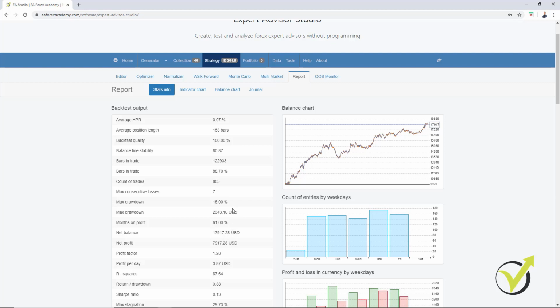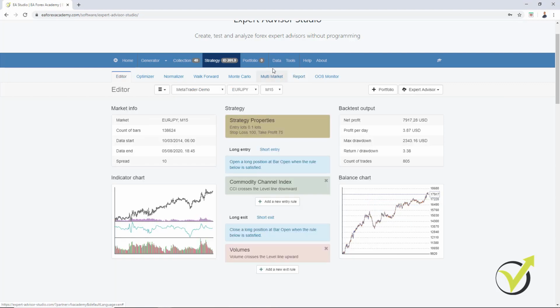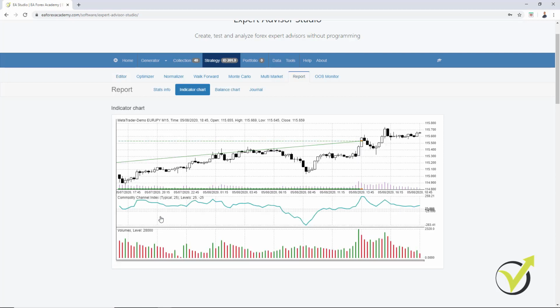And by changing the parameters, the maximum drawdown increased to 15%, which is below my maximum of 20%. So I avoid trading strategies that have drawn down more than 20% in their backtest. So this is a really simple CCI indicator strategy. As I said, the entry is when the CCI crosses the level line downward. And if I click on the indicator chart, here is the CCI line illustrated in blue.